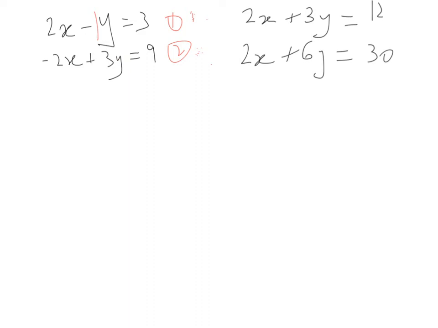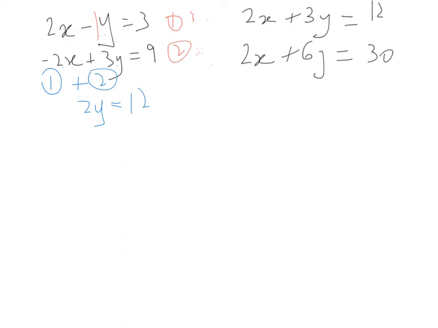So we're going to say equation 1 plus equation 2. So 2x plus -2x, we end up with 0x. And then we've got -y plus 3y, we've got 2y. And that's going to equal 3 plus 9, which is 12.